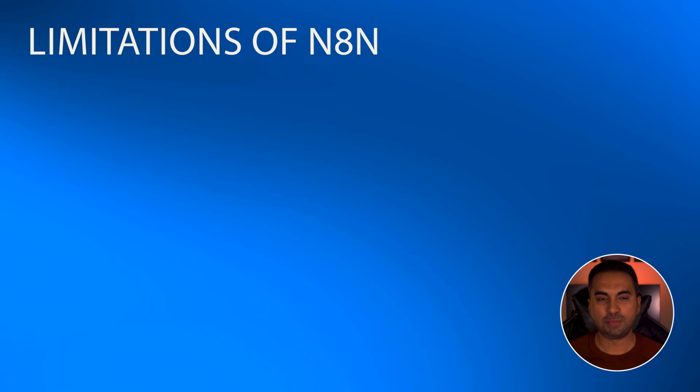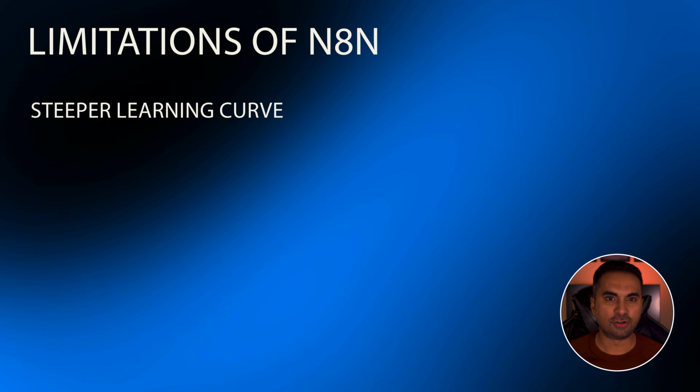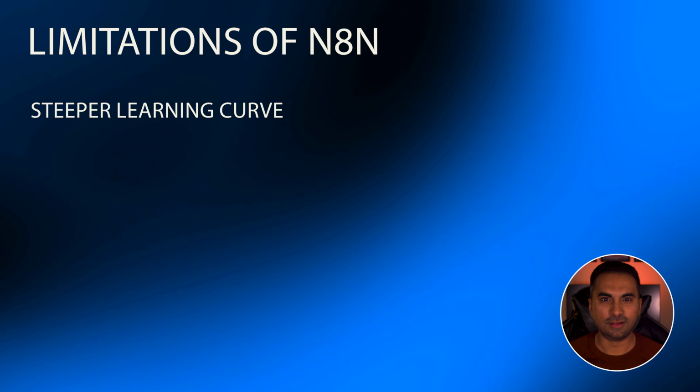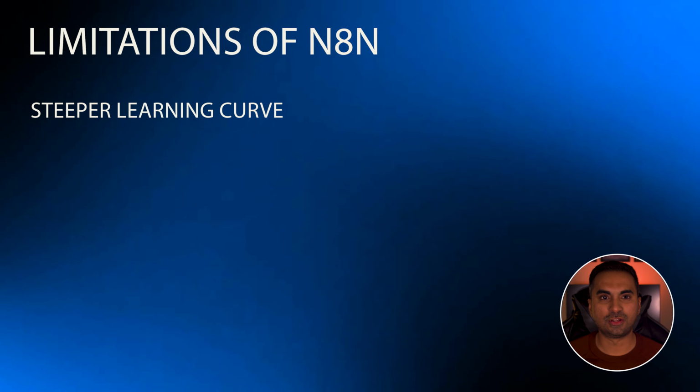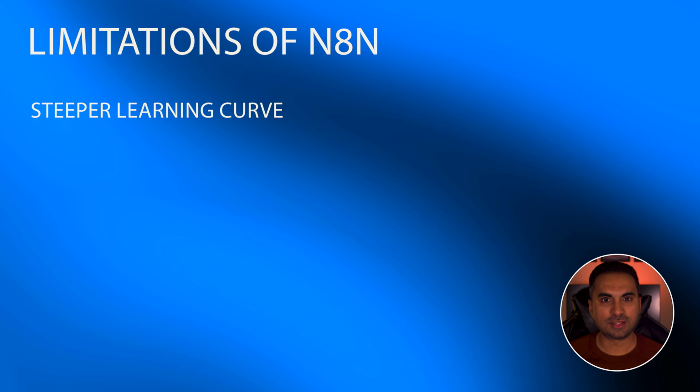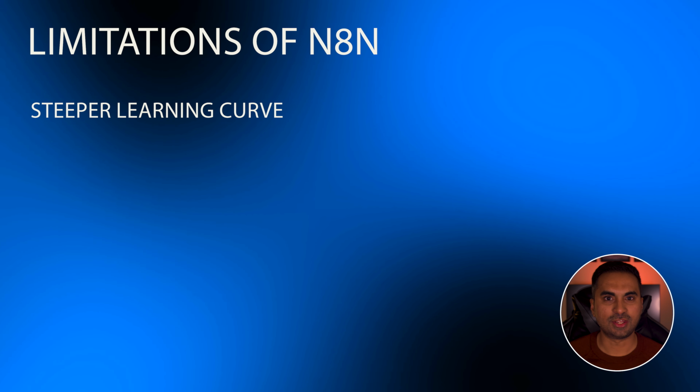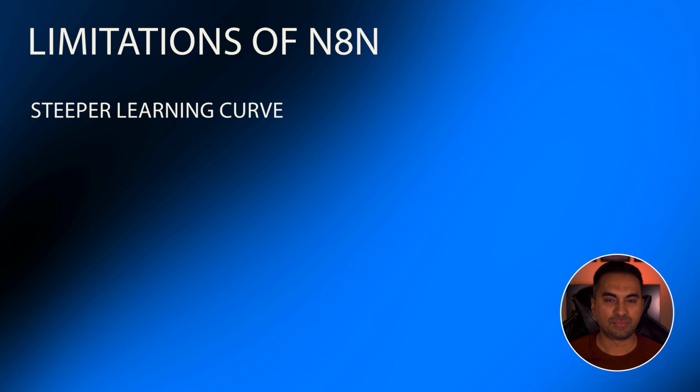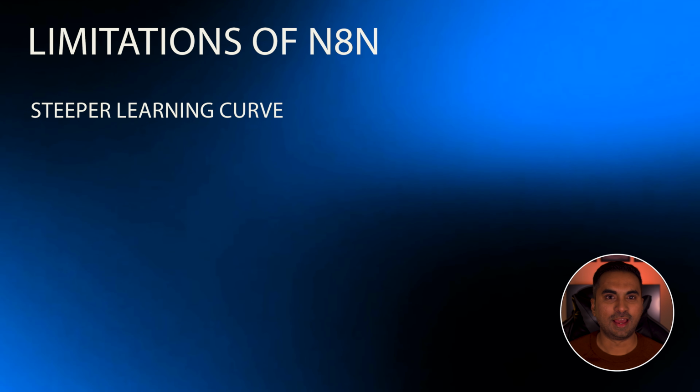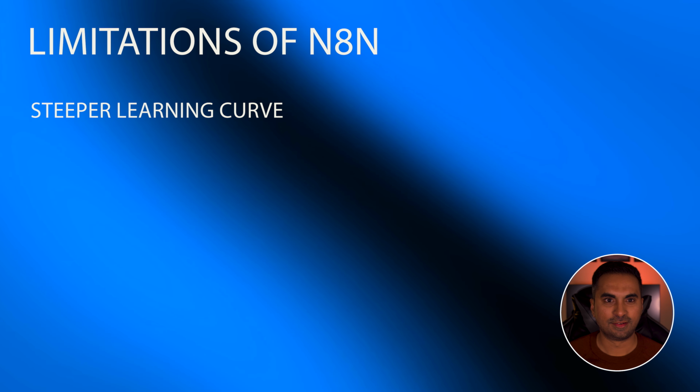Alright, real talk time. What are n8n's weaknesses? Limitation 1, steeper learning curve. If you have never built workflows before, n8n has a learning curve. It's not as intuitive as Zapier. You will need to understand concepts like nodes, connections, and data flow. That said, once you get it, you get it. And the template library helps a ton.